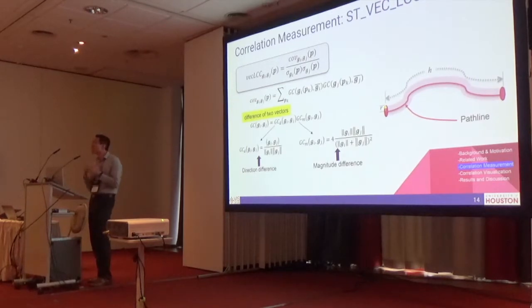And then we extend it a little bit. Instead of measuring the correlation of scalar values, let's measure the correlation of vector values. Okay? So the formulation of the correlation computation is still the same. The only difference is how we compare two vectors. There we introduce a metric to compare the difference of two vectors by comparing their difference in direction and magnitude respectively, and then combining them. Right? And the rest is the same.